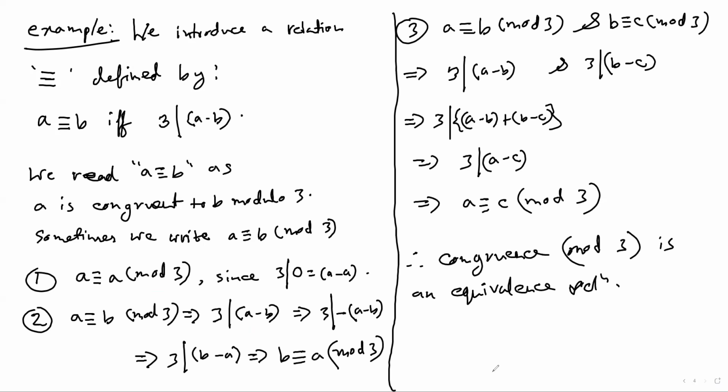Now you should be able to see that if we started with some number n instead of 3, in fact if we started with 5, the proof would be exactly the same. All we had to do is replace 3 by 5 in our proof. We could use any number n, without even specifying n, and still make the proof work by replacing 3 by n. So, in general, congruence modulo any number n is an equivalence relation.